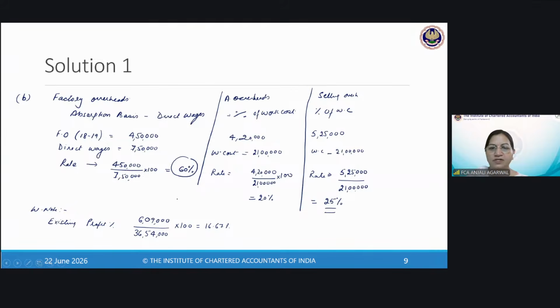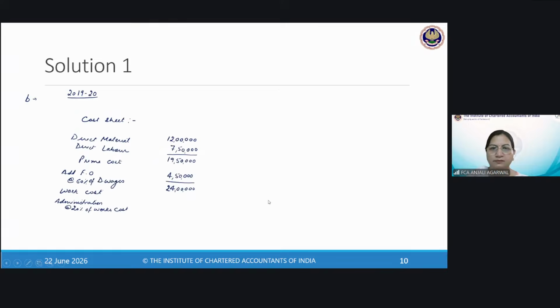Right? We have established the rate: 20% of works cost. And there is no increase in administration overheads. So 20% of work cost is 2,40,000, and 20% is 4,80,000. So your cost of production comes out to be 28 lakhs 80,000, right?